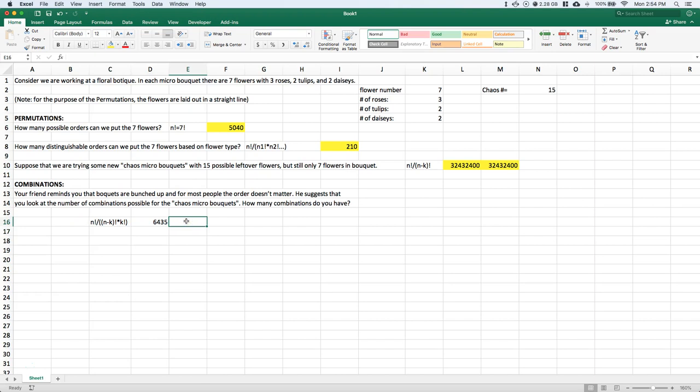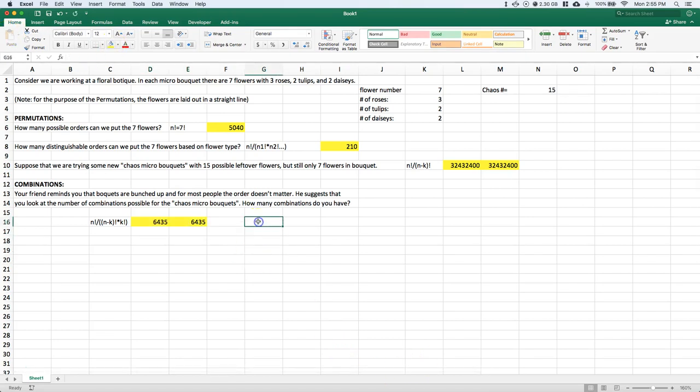Once again, there's an easier way we can do this. We can just hit equals and COMBIN for combination. It just wants to know the number total, 15, and the number chosen, 7. It will do all that heavy lifting for you.